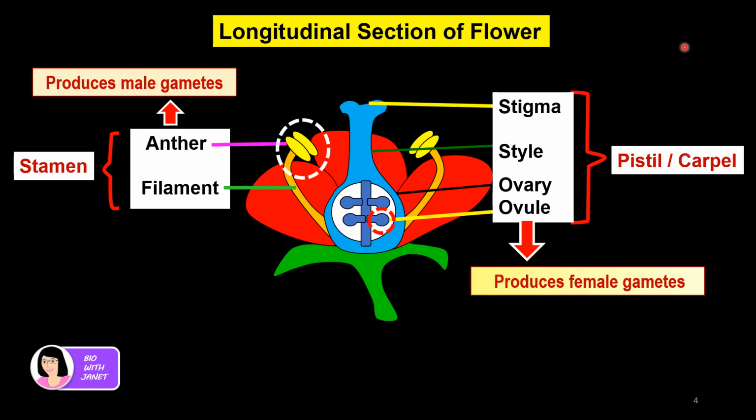So to recap from the previous video, this is a longitudinal section of a flower, and the stamen is the male reproductive structure. It consists of the filament, the stalk, which holds up the anther. The anther is the site that produces the male gametes. Whereas for the pistil or carpel, which is the female reproductive structure, there are 4 parts: the stigma, style, ovary, and ovule. It's the ovule that produces the female gametes, right? So let's discuss further.